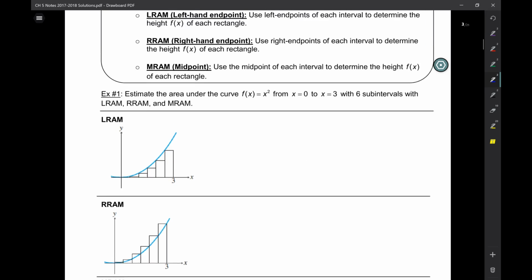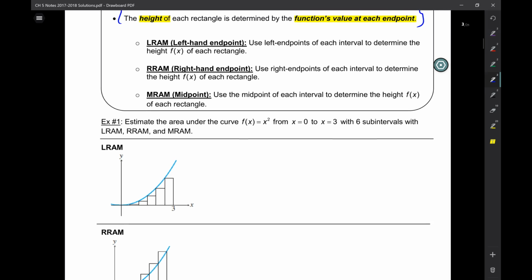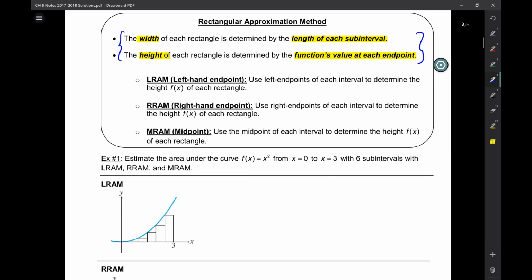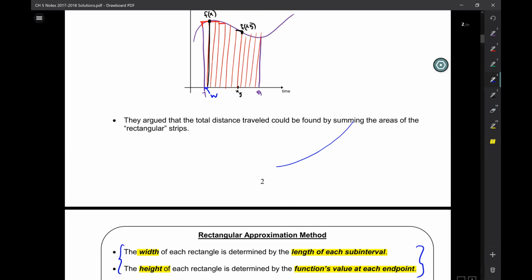Now, I can draw rectangles underneath. And the way I do the rectangles matters. So for example, take a look at this curve.